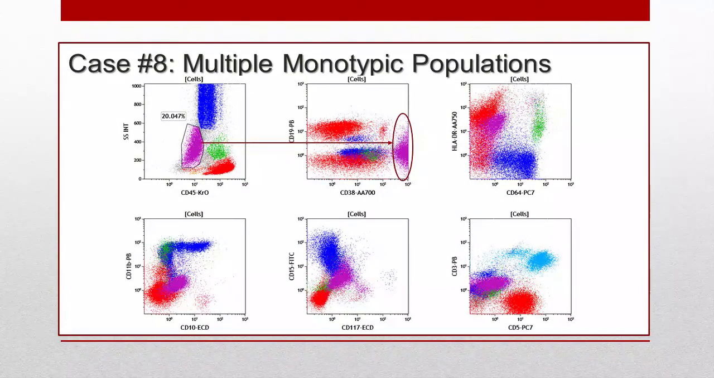And when you investigate this 20% population, you can see that it doesn't express CD19, but does express very bright CD38 and HLA-DR. Is not CD3 or CD5 positive, and does not express CD10 or 11B or 117 or CD15, and is another monotypic population. So this patient was diagnosed with myeloma as well.